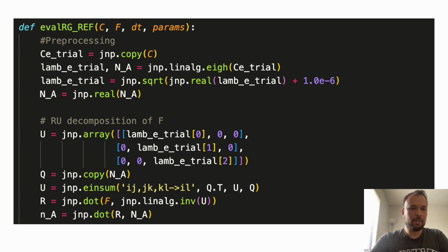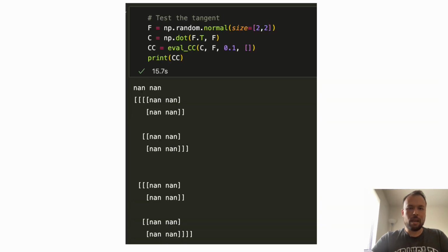That C is decomposed into lambda and capital N, and then I use this F that contains some error and I do the RU decomposition of F to get R, and I multiply R with capital N to get small n. Unfortunately, though, this hasn't been working out so far. The scheme diverges somewhere and I get NaNs in most cases. In some other cases I do get the small cc, the capital CC, but it hasn't been a reliable approach.